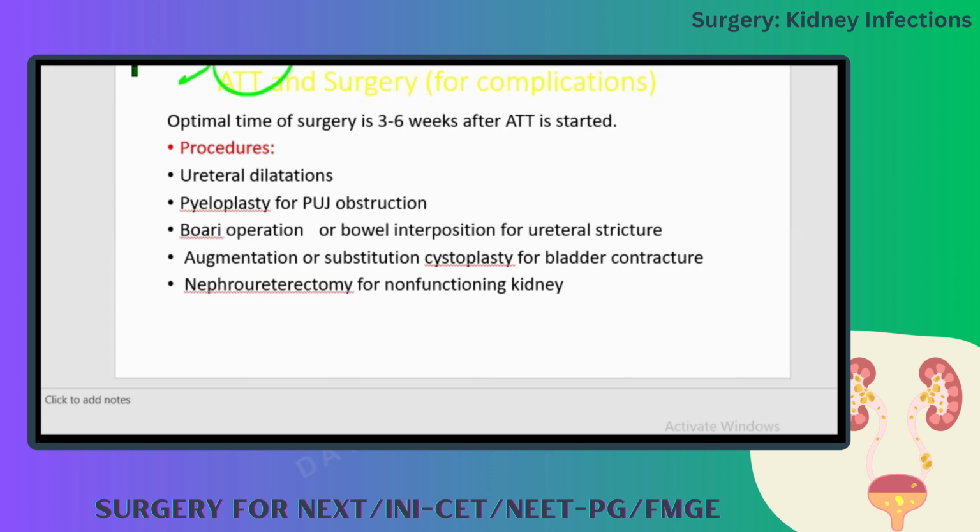So you have to give antitubercular treatment. What are the various drugs? Antitubercular therapy: isoniazid, ethambutol, pyrazinamide, streptomycin. Very good. Okay. So HRZES, you know about that. So once a patient is diagnosed with GUTB, you give ATT for 3 to 6 weeks and then do surgery.